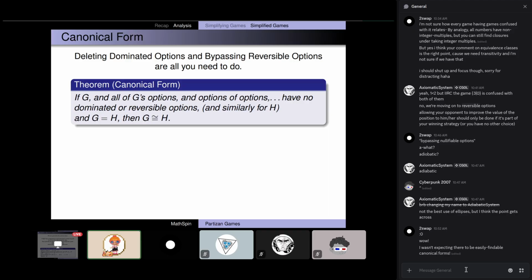And if you delete acyclic, then you need another simplification that we have not discussed. It doesn't apply in the acyclic case. But for games as we were talking about them, this is all you need to do. And it's very nice that there are easily findable canonical forms. Any questions or comments about this before we move on?